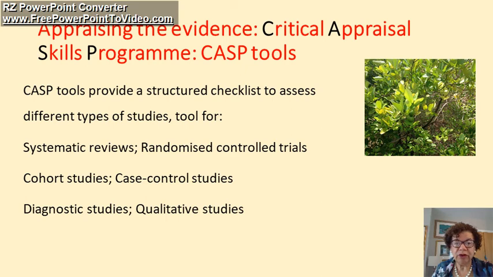CASP tools provide a structured checklist to assess different types of studies. Several are available, one for systematic reviews, for randomised controlled trials, for cohort studies, case control studies, diagnostic studies and qualitative studies. The first step is to read the whole paper and then to answer the series of questions within the CASP tool for that study type.